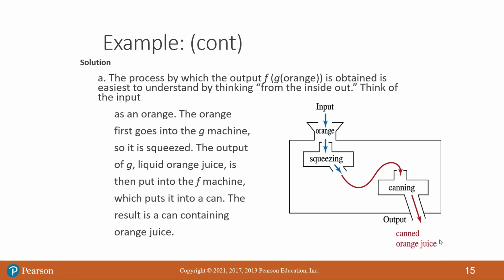Let's start with the first one. The process by which the output function F of G of orange is obtained is easiest to understand by thinking from the outside in. Think of the input as an orange. First, we've got to put it into the G machine, which does the squeezing. The output of G will be liquid orange juice that is then put into the F machine, which puts it in a can. The result is a can containing orange juice. The process kind of makes sense, right?